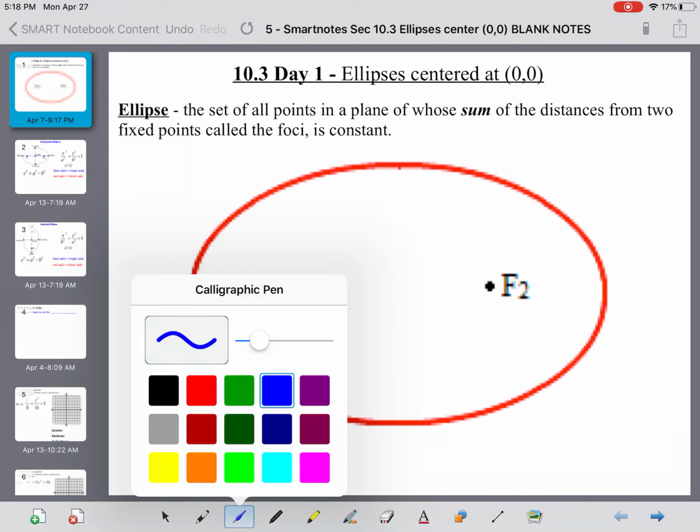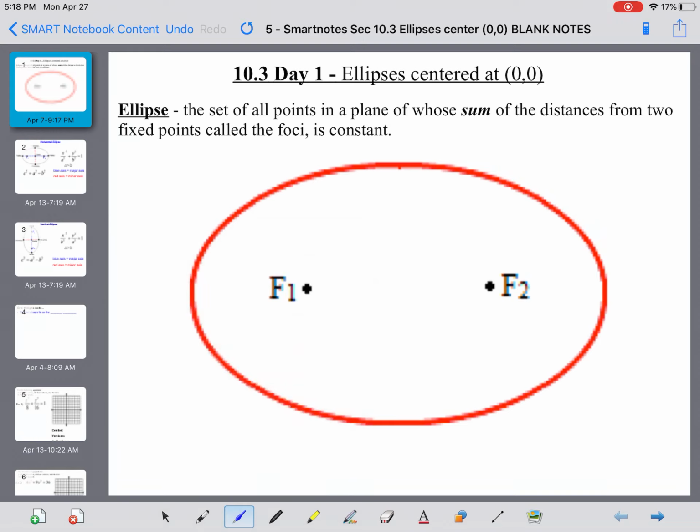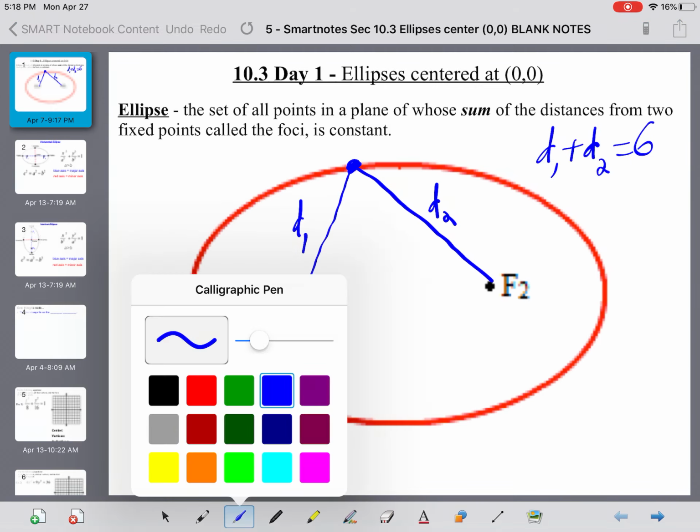For an ellipse, the definition is the set of all points in a plane whose sum of the distances from two fixed points, called the foci, is constant. So foci just is plural for focus. So there's two focus points here in an ellipse. And it says the sum of the two distances is always constant. So basically, if you pick any point on this ellipse, and you measure the distance from that point to this focus, and the distance from that point to that focus, let's imagine that it was 6. So this first distance and that second distance, d1 plus d2, would equal 6.